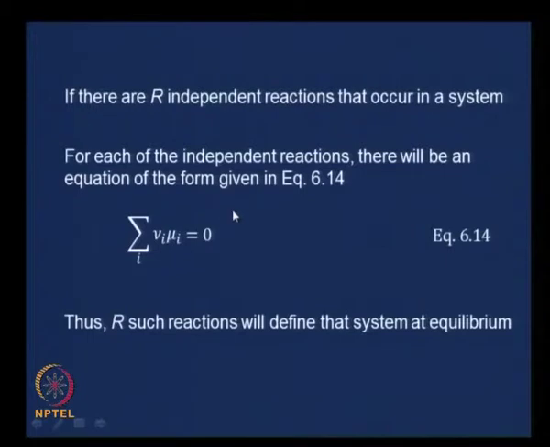And we also said that if there are R independent reactions that occur in our system, then we will have one such equation for each of the R independent reactions, and therefore R such equations will define that system at equilibrium. This is one of the very significant results, equation 6.14. It is very nice and compact, and it is good to remember this. It will automatically become a part of the memory. The recall is very easy for this equation.